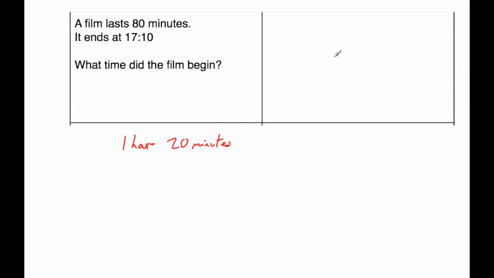So going 1 hour before, that would be 16:10, which is 10 past 4. And then we need to go another 20 minutes before that. So another 10 minutes back would be 4 o'clock, and then another 10 minutes before that would be 15:50, which is 10 to 4. So what time did the film begin? 10 to 4, 15:50. We can try adding on the time and check it works. Adding on the 20 minutes will be 10 past 4, and adding on the hour would be 10 past 5.